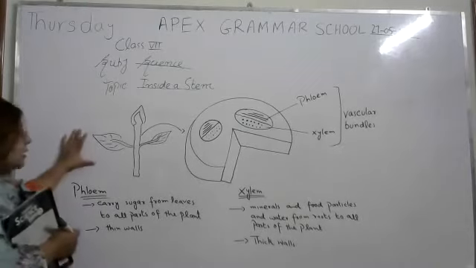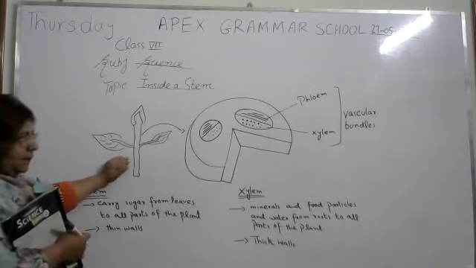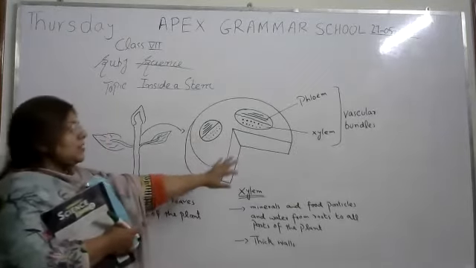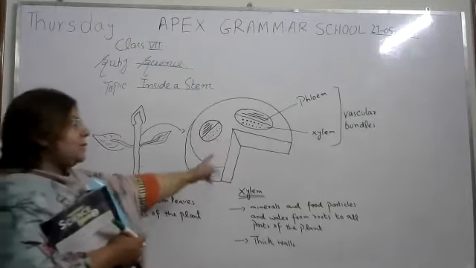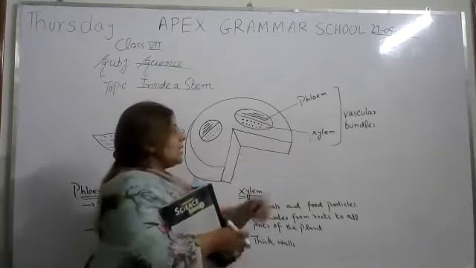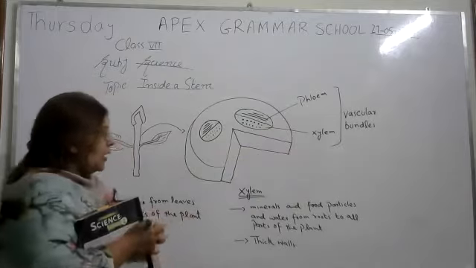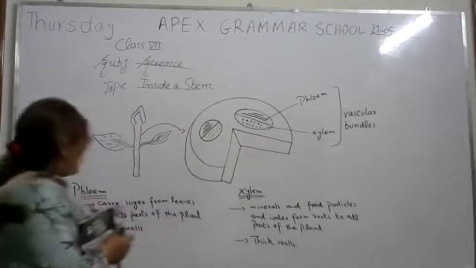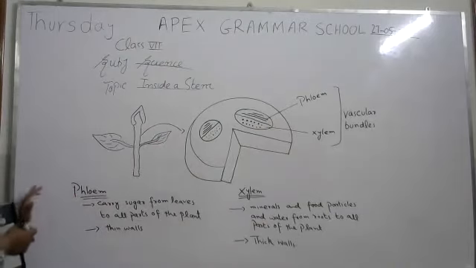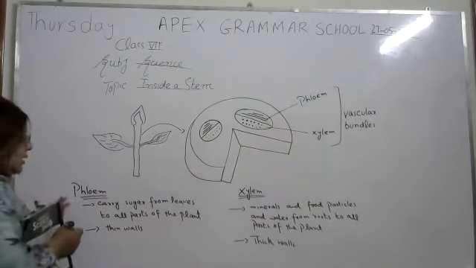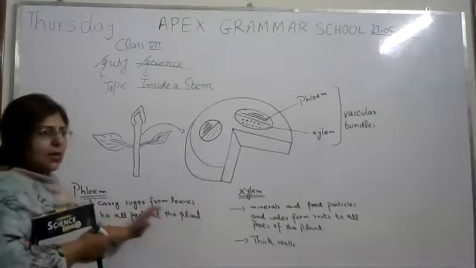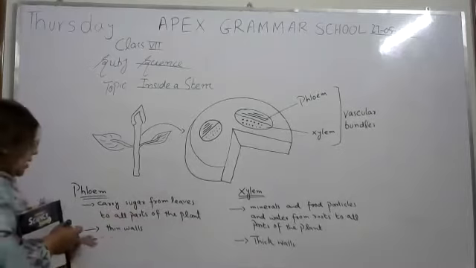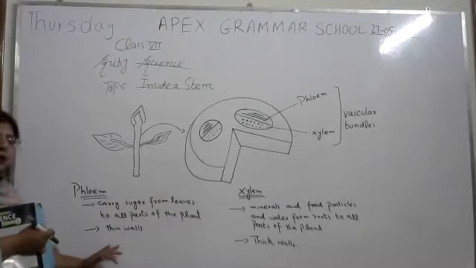Okay, this is a plant. This is a stem. Inside the stem, there are vascular bundles. Vascular bundles are of two types. First is phloem tissue, second is xylem tissue. So what is the function of these tissues inside a stem? First, we will discuss phloem. Phloem are those tissues which carry sugar solution from the leaves and take it to all parts of the plant, up and down. And they all have thin walls.